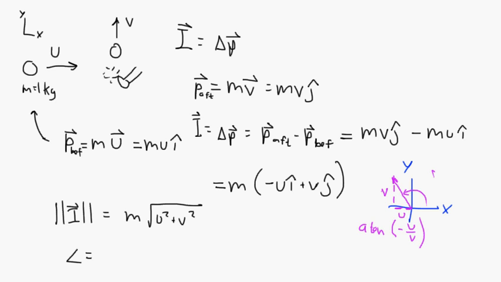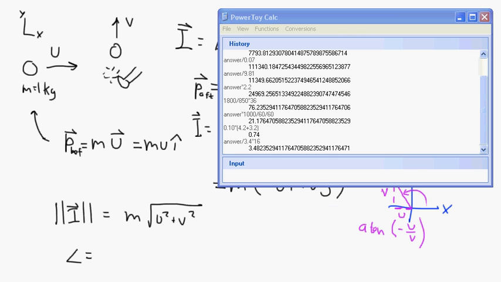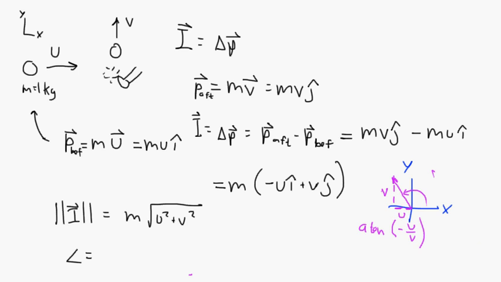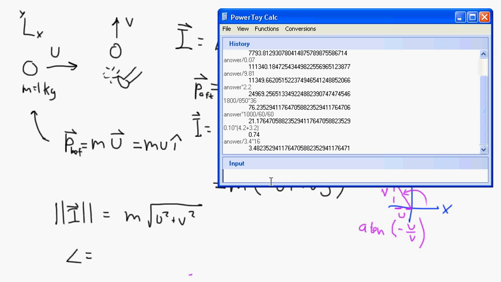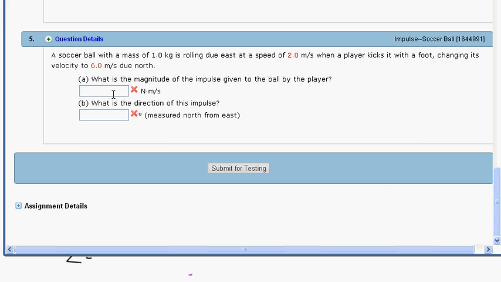Okay. So, let's go and plug this in. 2 meters per second, 6 meters per second, and the mass of course is 1. So, 1 times the square root of 2 squared plus 6 squared. That's going to equal 6.32. 6.32 is our magnitude.